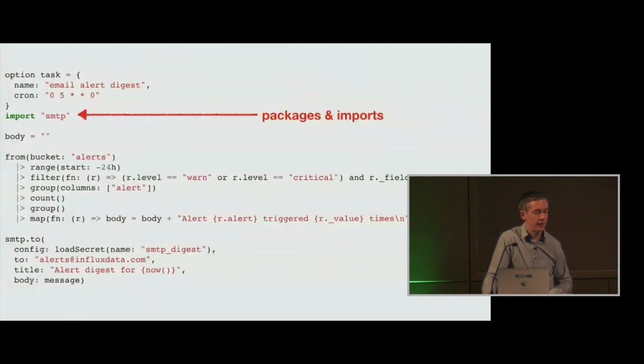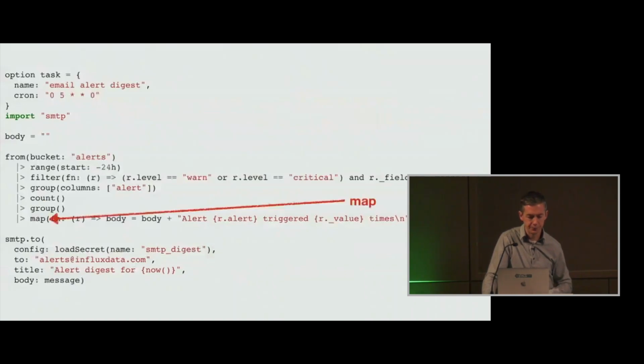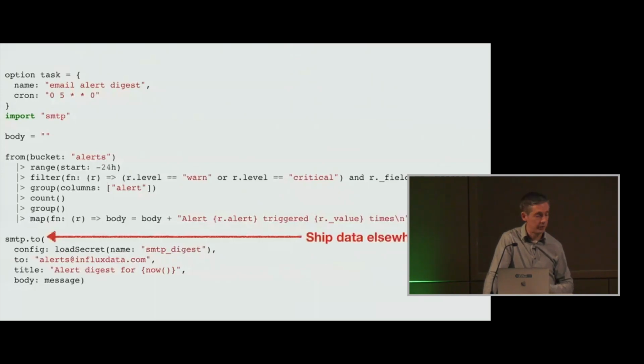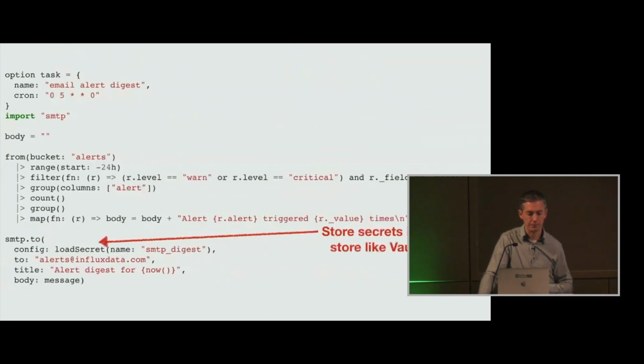Packages and imports is a thing in the language, and I'll actually talk a little bit more about this in the open questions section. Map, obviously, I already showed that with the square. String interpolation is built in there, right? So you can build messages to an email system or whatever. Ship data elsewhere, right? So here we imported from the SFTP package. It has a method called to, which will send a message to these other things.